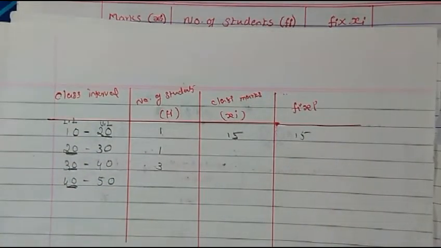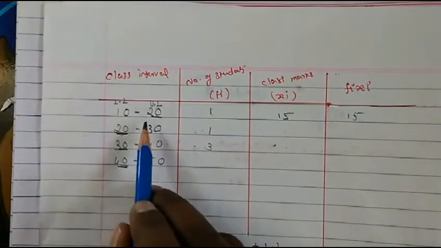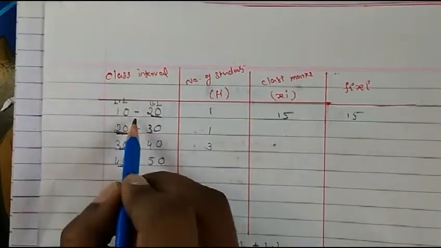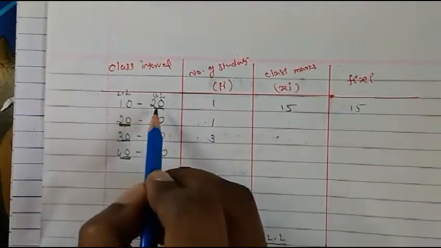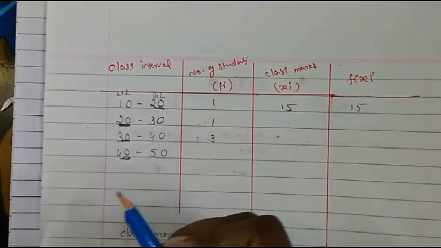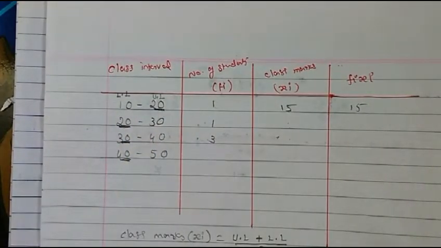But I have taken the class interval. In this class interval you have taken 10, because 10 is the gap, you see. But then I have taken 15. So 15 means, I'll show you.